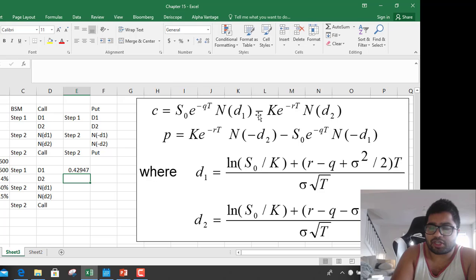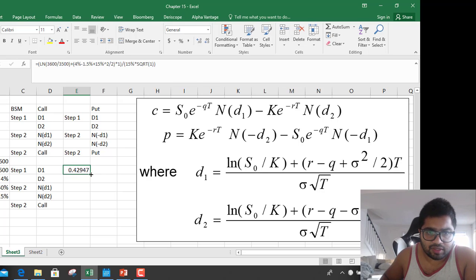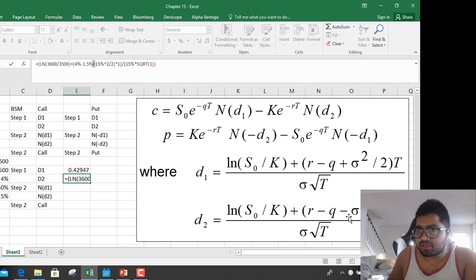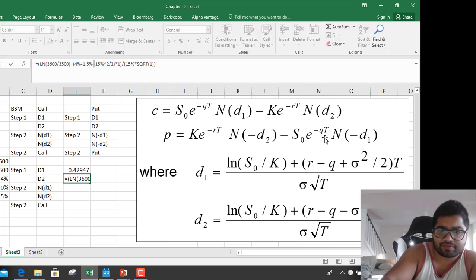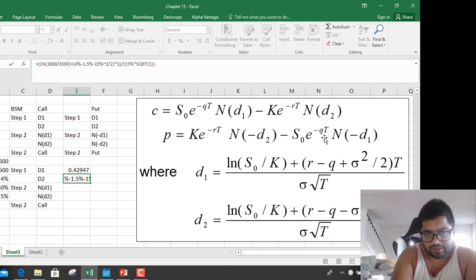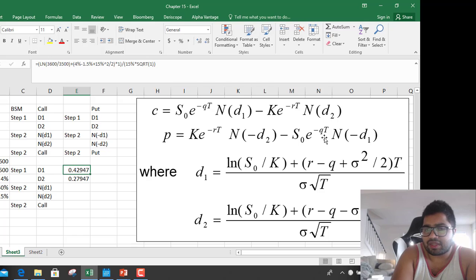So D1 is 0.42. Let's calculate D2. I'll drag the formula down because D2 is extremely similar, except instead of adding sigma square by 2, you subtract sigma square by 2. The rest of the formula is exactly the same. Okay, so D1 is 0.42, D2 is 0.27.